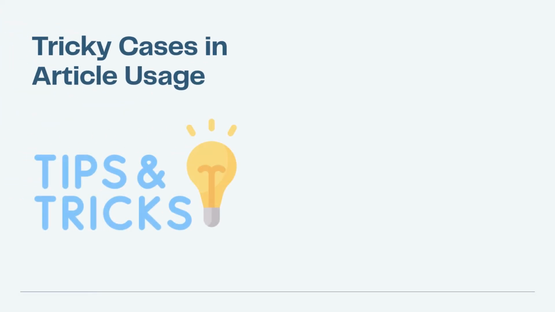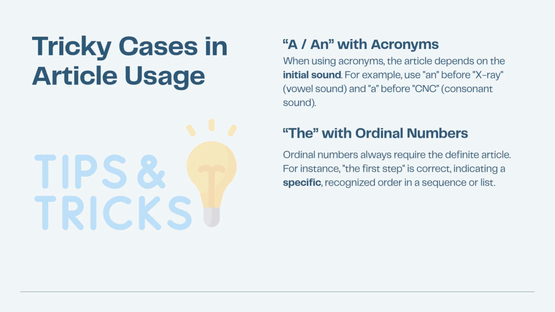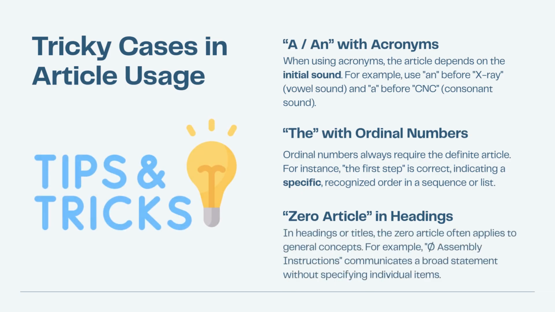Now, let me tell you some tricky cases. With acronyms, the choice between a and an depends on the sound, not the letter. For example, we say an X-ray machine because X starts with a vowel sound, but a CNC machine because C starts with a consonant sound. We also use the with ordinal numbers, like the first step is preparation. And finally, in headings or labels, we often use zero article, like assembly instructions.